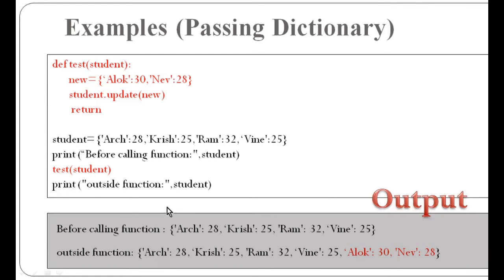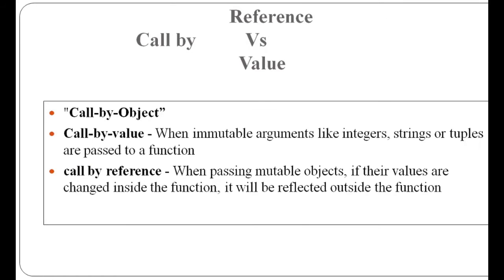The output will be, before calling the function, Achana, Krish, Ram and Vine is printed, and then outside the function you can see that the alloc and nev also gets added to the dictionary. So what happens? To find out, we must know how the parameters are passed, whether it is call by value or call by reference.